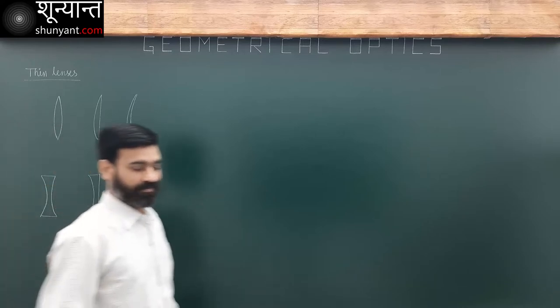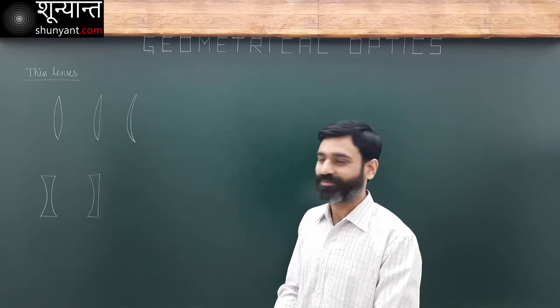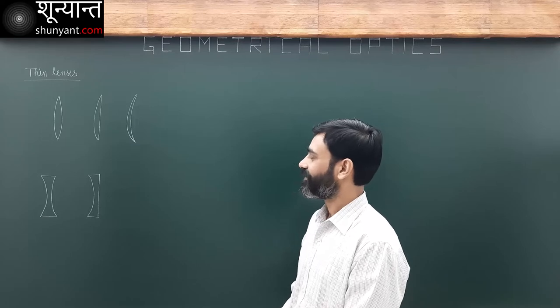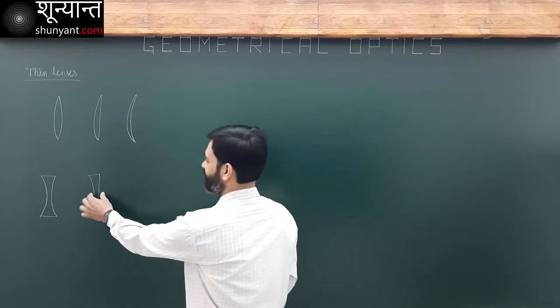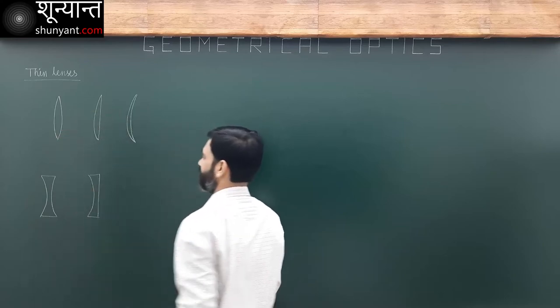Thin lenses. All these structures are known as thin lenses. You must already be familiar with them. Thin means this distance is very small. This distance is very small. Okay, they are thin lenses.